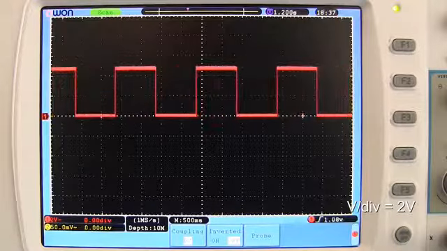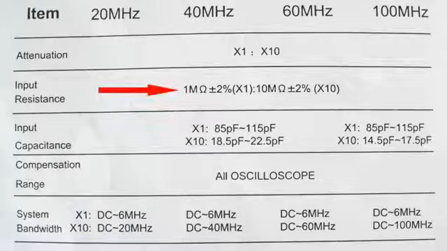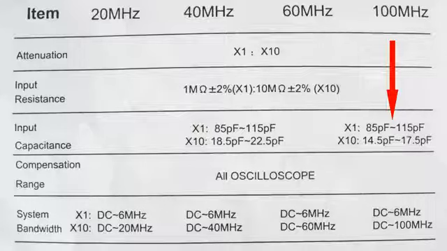The input impedance of the oscilloscope is very high. In my case, it's 1 megaohm with 100 picofarad capacitance. In layman terms, it means that the resistance is very high and that there is almost no current flowing through the probe of the oscilloscope. So we only measure the voltage difference.